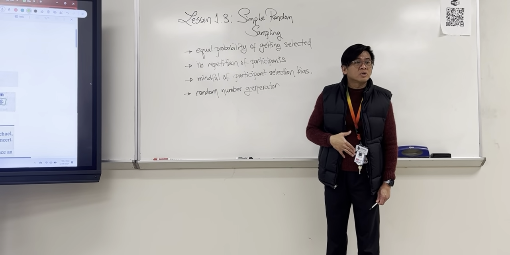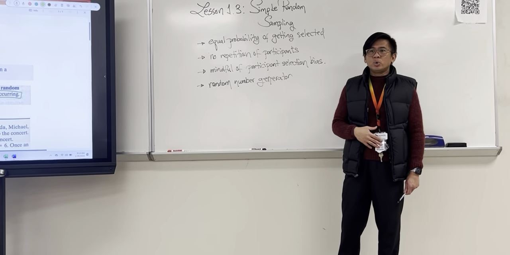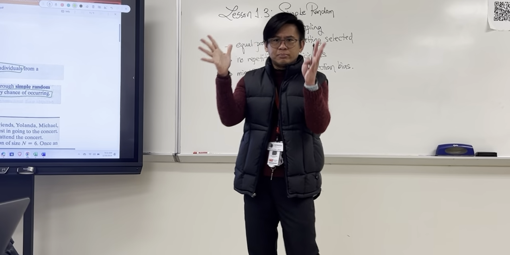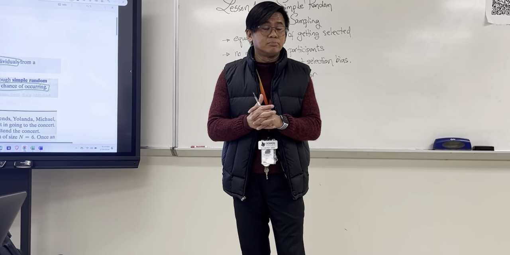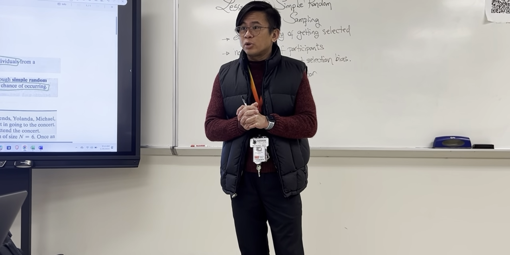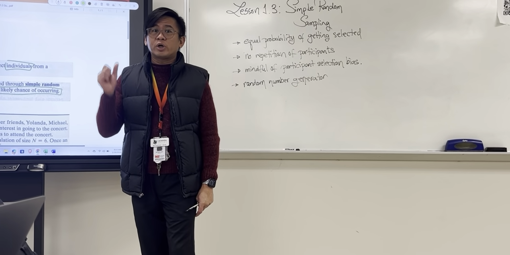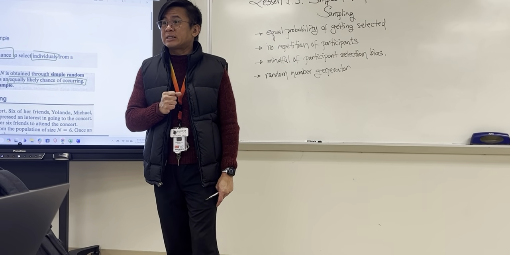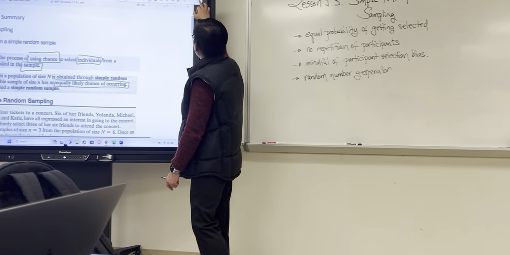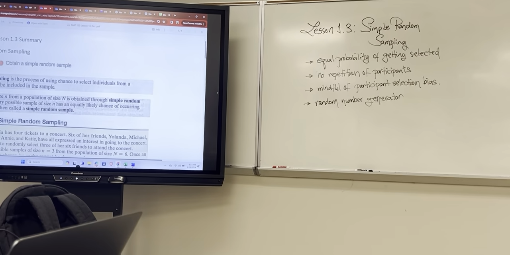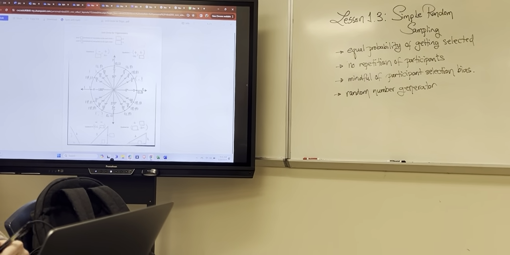Are we cool? All right, what else? You use a random number generator. We gave you the table of random numbers. This time we can also use technology. We're going to use Desmos this time, okay? So let us read this problem and see how we can use technology to answer this one.